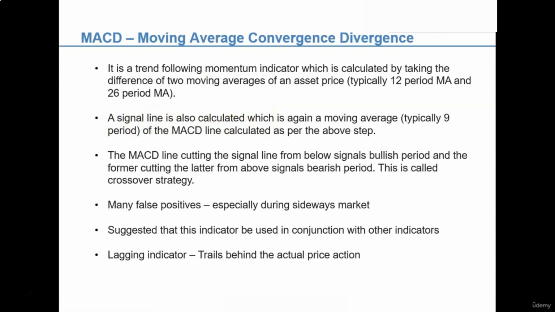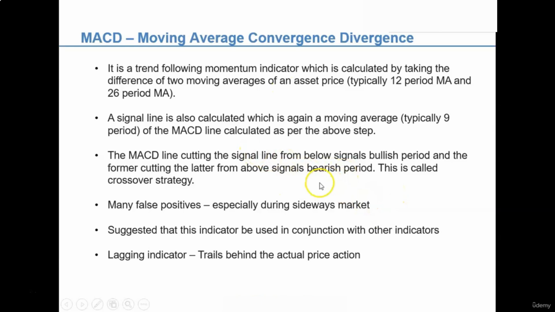I'll show you on the actual chart how we can perceive and interpret this. When the MACD line, which is the difference between the two moving averages, cuts the signal line from below, then it signifies a bullish period. And if the MACD line cuts it from above, then it signifies a bearish period. So if it cuts from below, bullish; cuts from top, bearish. I'll show you on the chart, it will become more clear.